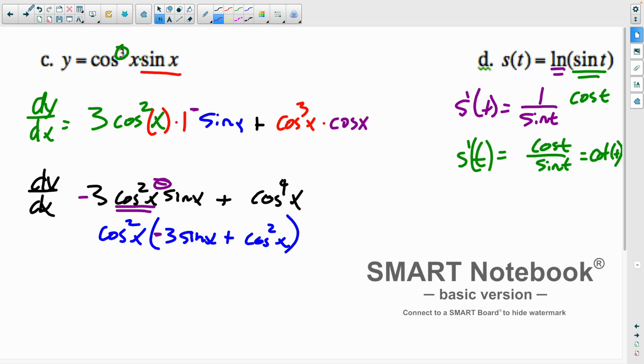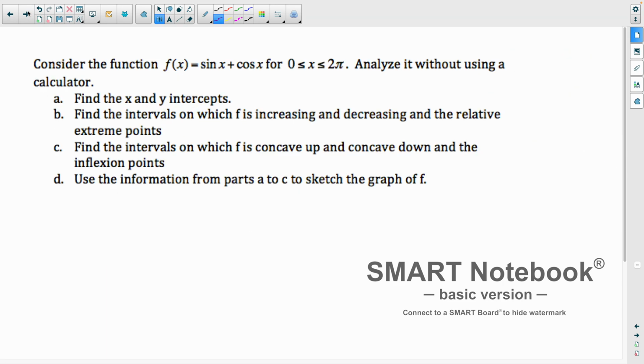All right. On the next one, we're going to do a little bit of graphing because we've been doing some graphing lately. We're going to do some graphing using our first derivative, our second derivative, like we've done recently. So on this, it says consider the function f of x equals sine of x plus cosine of x for, there's my domain. If you remember, 0 to 2 pi, that means I'm going around the circle one time.